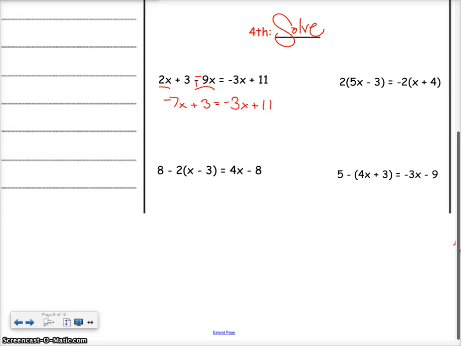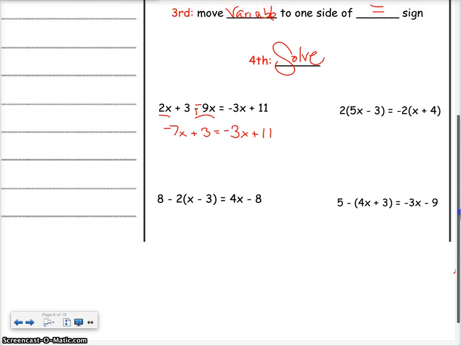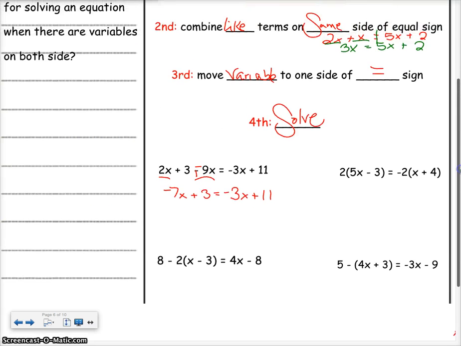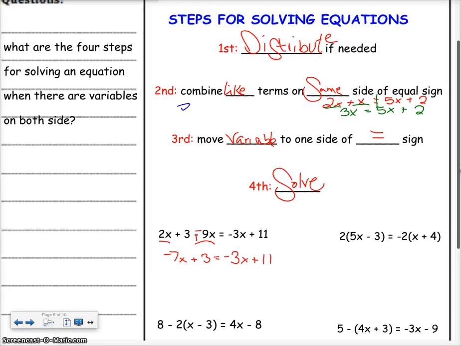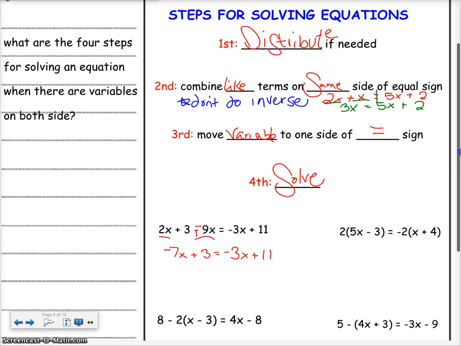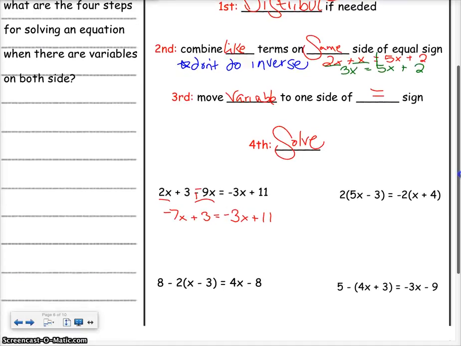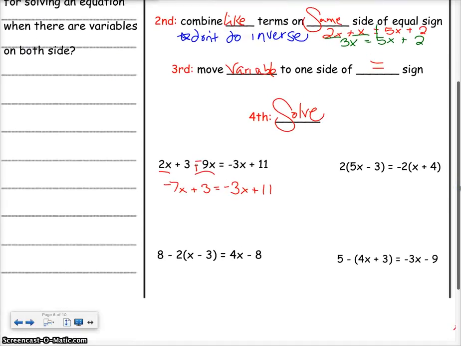All right, so that was step 2. Notice I don't do the opposite when I do this. And maybe you want to put a little note to yourself: don't do the inverse when you're on the same side. That is the most common mistake kids make. They feel like they want to plus 9x to 2. You don't do that.